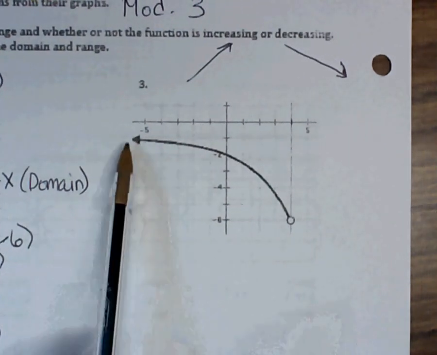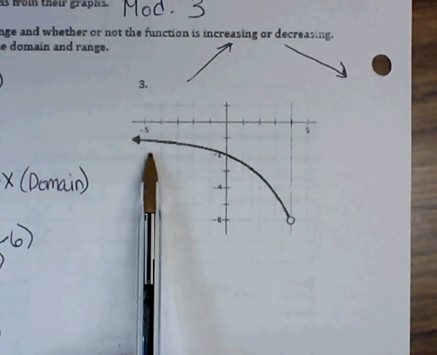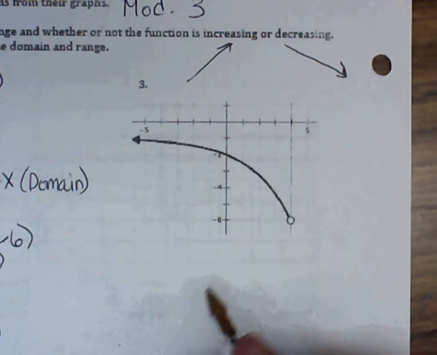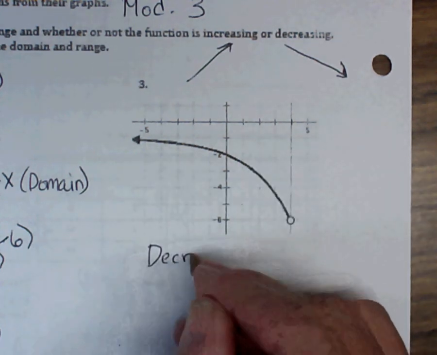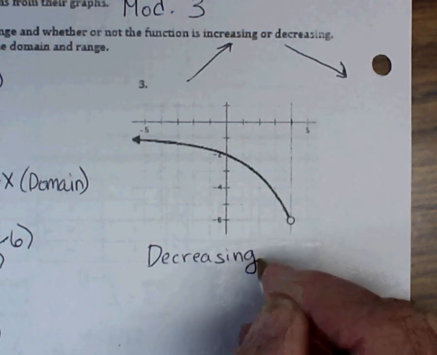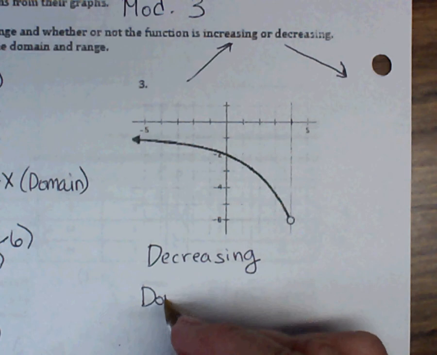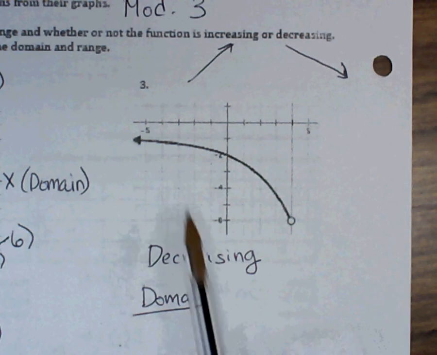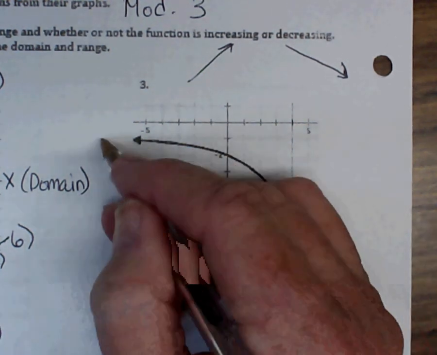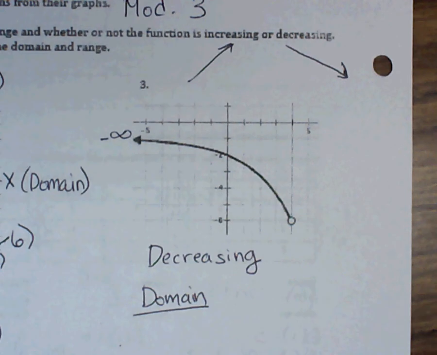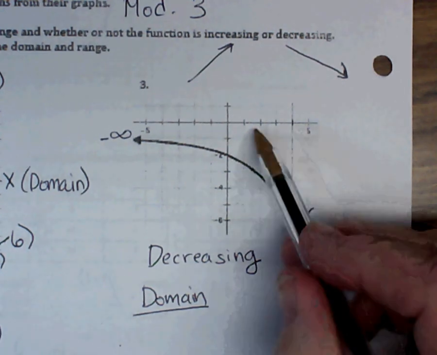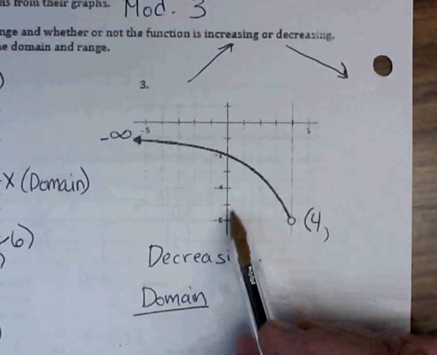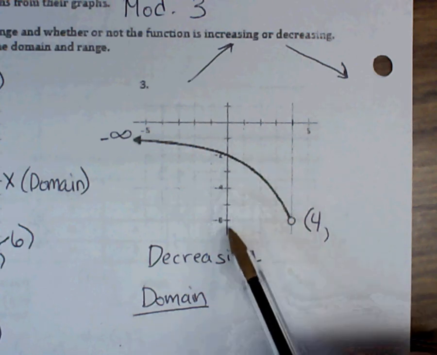All right, looks like a downhill. Let's see, as I'm going over, I have to go down. And it never changes that, so it's always decreasing. Domain. Okay, so this goes on forever. This goes on to negative infinity, that's called. And this starts at a point where 1, 2, 3, 4. X is 4. And y is 1, 2, 3, 4, 5, 6. Negative 6.